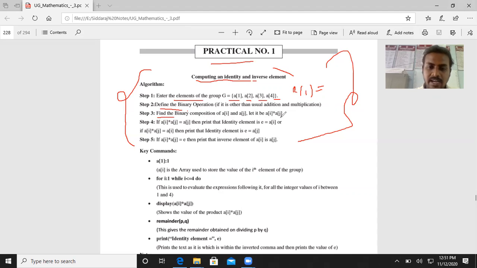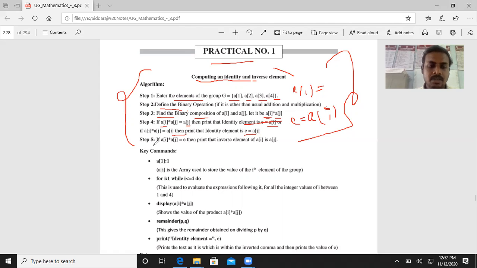Let ai star aj, so multiplying ai and aj here, so that we get the binary operation. In step 4, if ai star aj is equal to aj, we get the ajth value, then we print the identity element e is equal to ai. Or if ai star aj is equal to ai, we print the value here as aj. If we get the ai value, we print e is equal to ai. If we get the value in favor of aj, we print the identity element e is equal to aj.